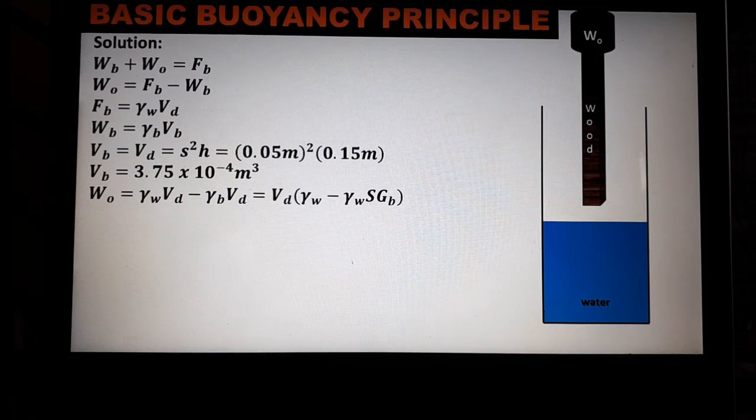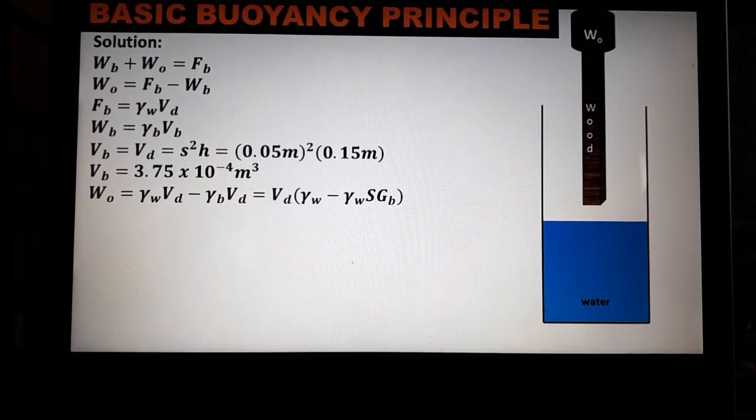Now therefore, the weight of the object is equals to the specific weight of the water times the volume of the water displaced minus the specific weight of the block times the volume of the water displaced. Factoring out the volume displaced, you have specific weight of the water minus specific weight of the water times specific gravity of the block. We all know that this term is actually the specific weight of the block.